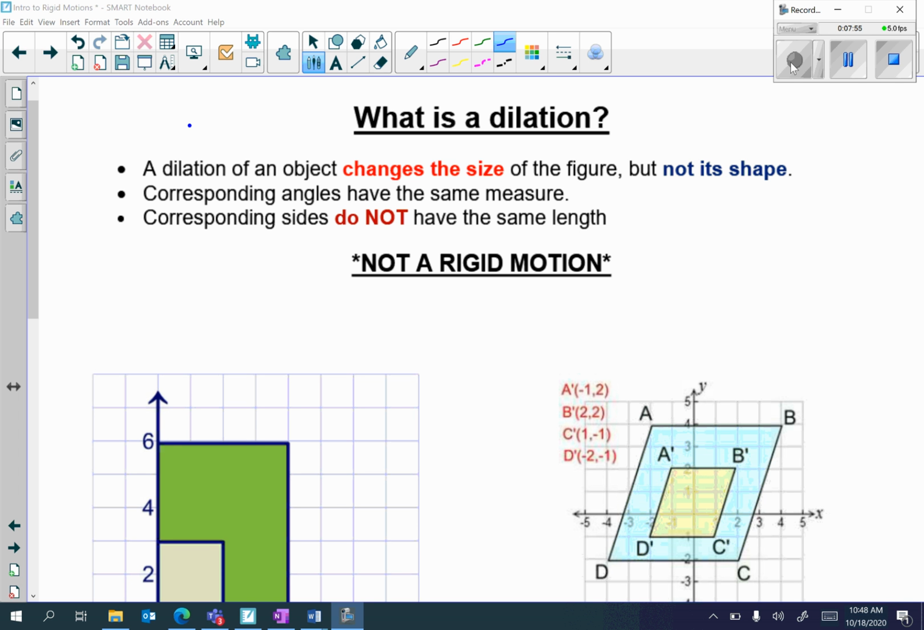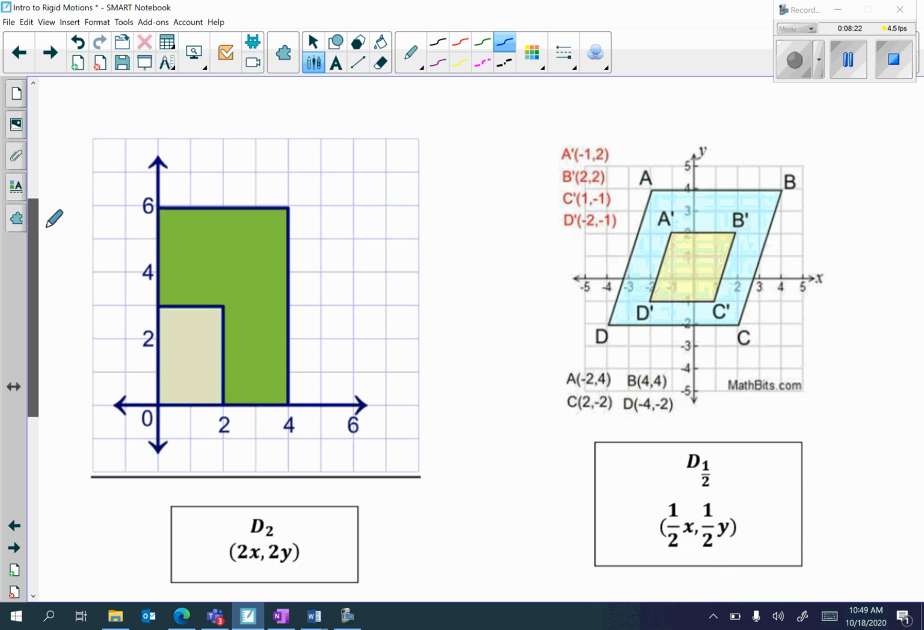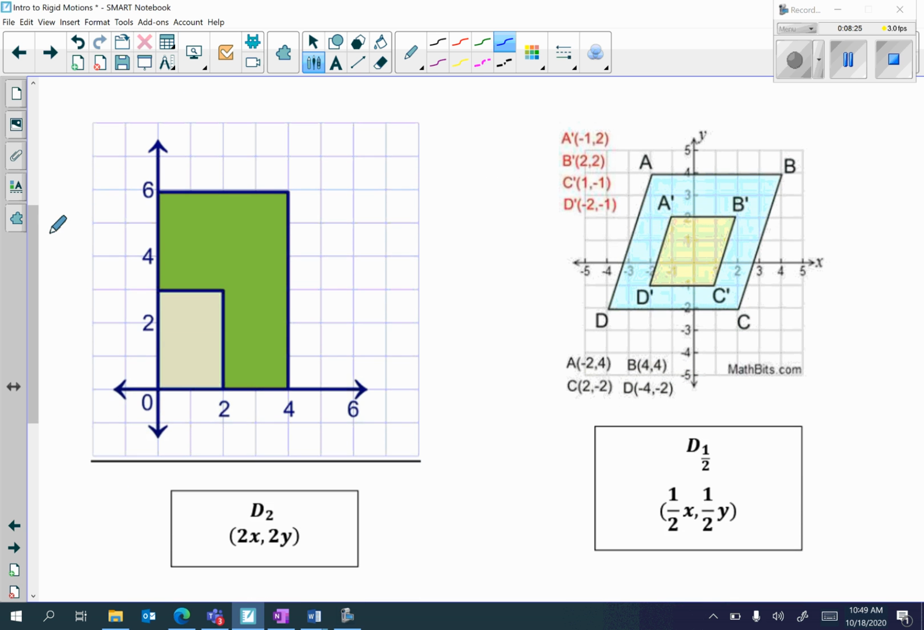Our last transformation is a dilation. A dilation of an object changes the sides of the figure, but not its shape. So this one is different than the previous ones we've discussed because it does change the size. Corresponding angles have the same measure, but corresponding sides do not have the same length. Therefore, a dilation is not a rigid motion because it changes the lengths of the sides of each figure. So notice my examples here.